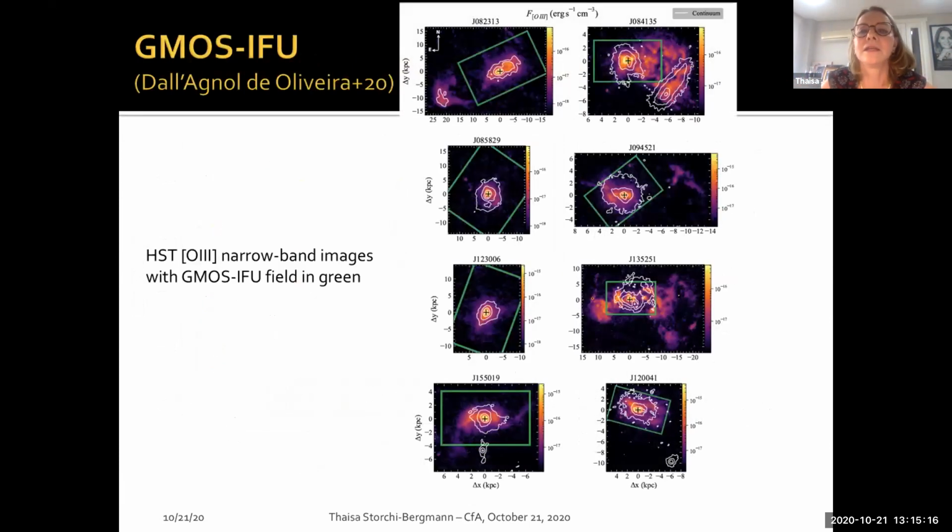And now I would like to talk about the work from Bruno, who is doing the follow-up study of these QSOs using GMOS IFU. The field of view is here in green, and these are the images of the sample galaxies showing the O3 emission, the very extended O3 emission.